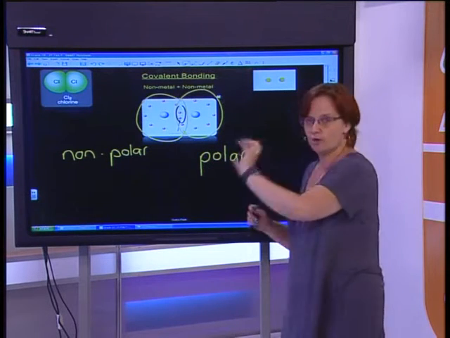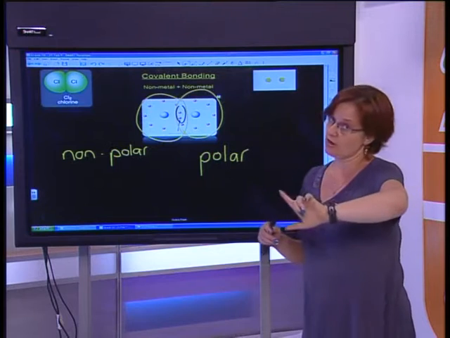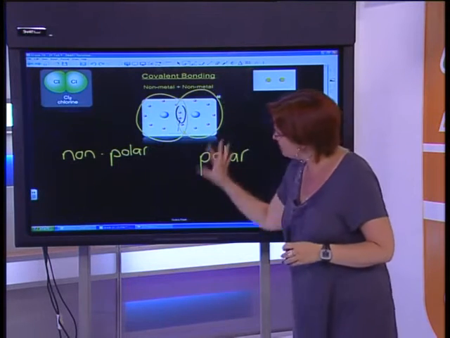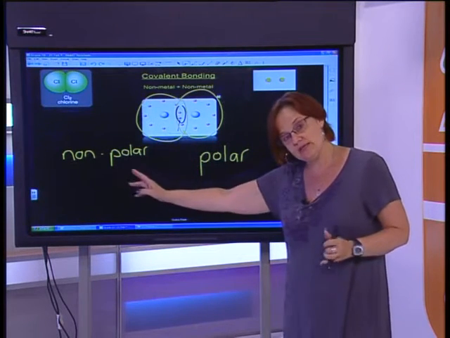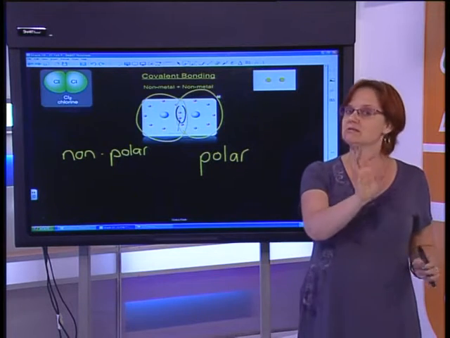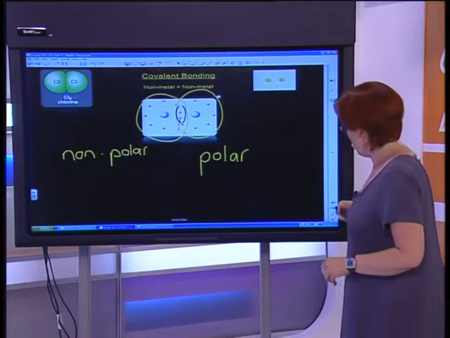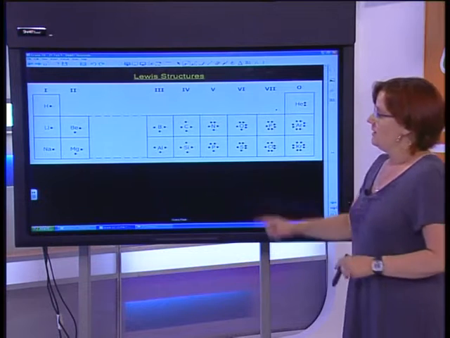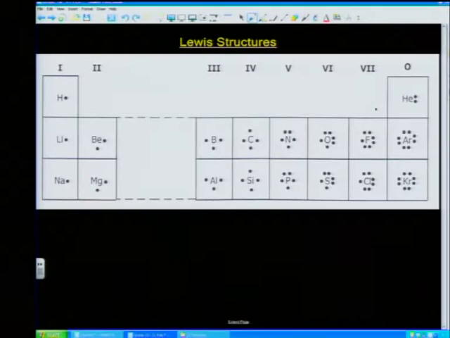But non-polar is equal sharing, polar is non-equal sharing. But covalent bonding, whether it's either of these, means that I have a sharing of electrons, which then completes my orbitals. How do we represent it? Lewis structures are an important structure for you to get.